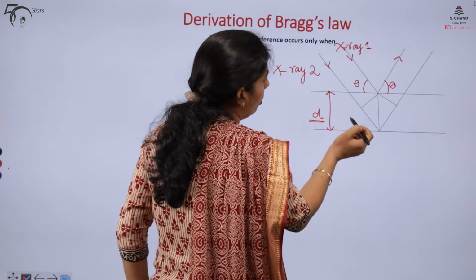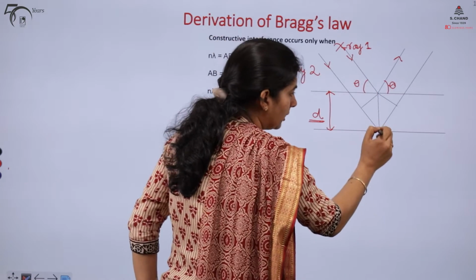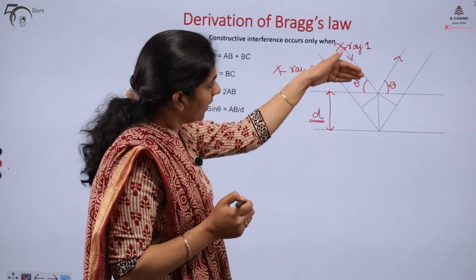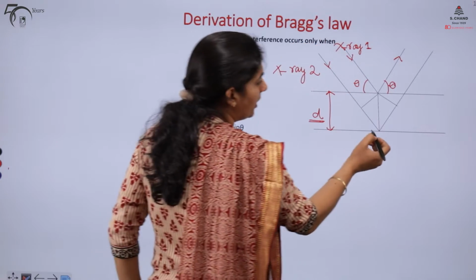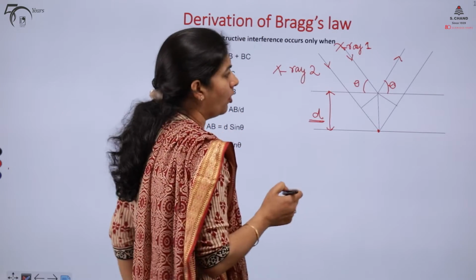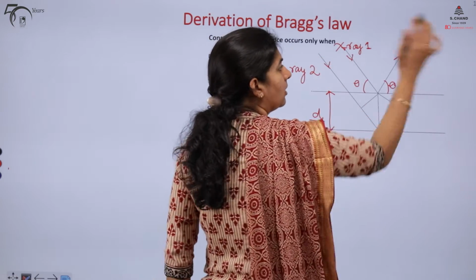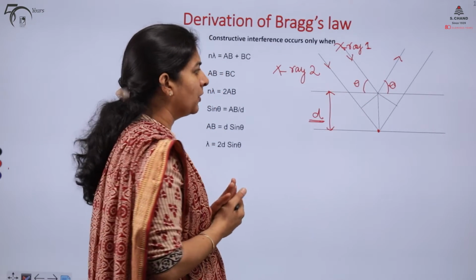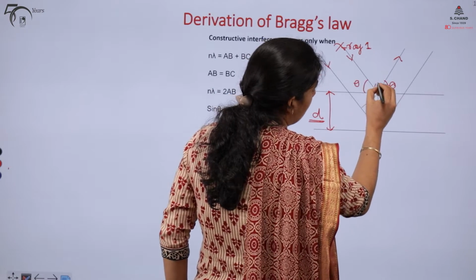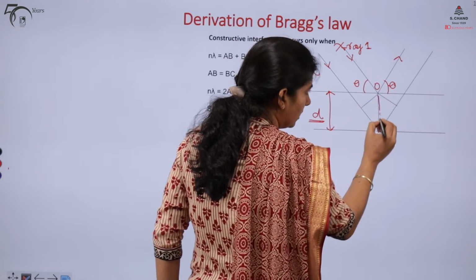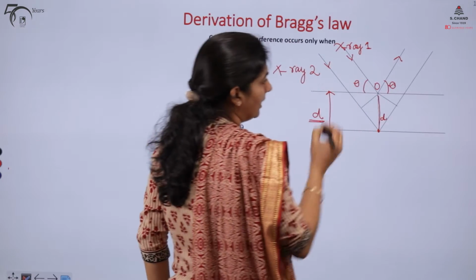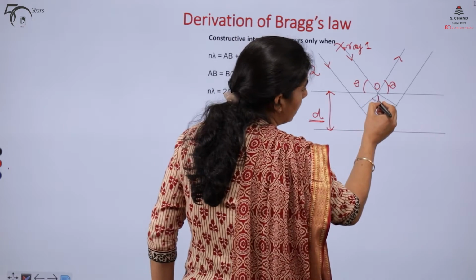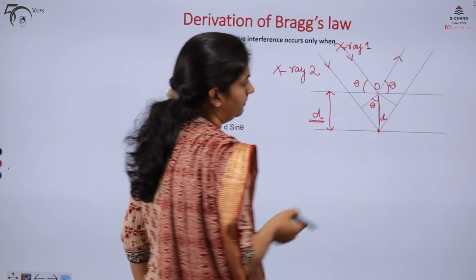Now X-ray 2 is striking this particular plane. It is not striking the same plane because it is slightly displaced from the first ray, so it will strike the second plane at this point, and again it will get reflected in the manner shown in the figure. Now this point we can imagine as point 2, and this distance, as I've already mentioned, is d. Now by applying simple rules of geometry, we know this angle is theta, right?